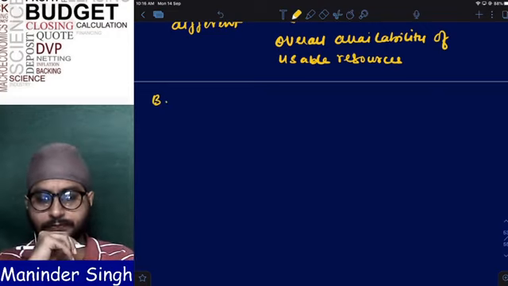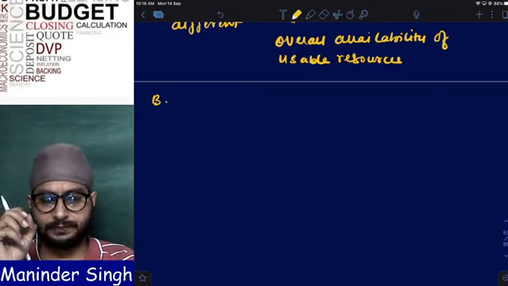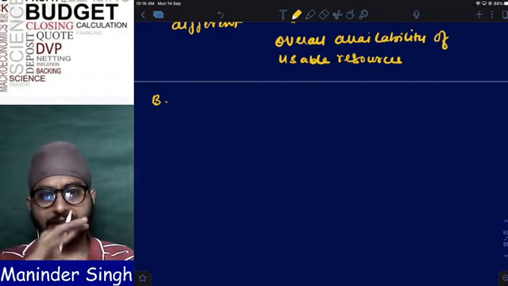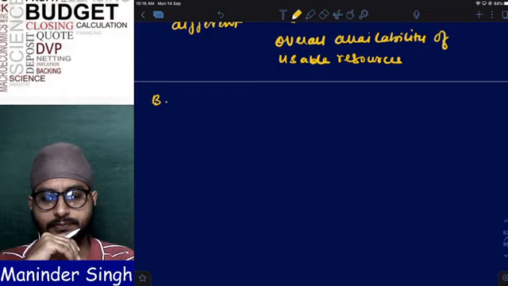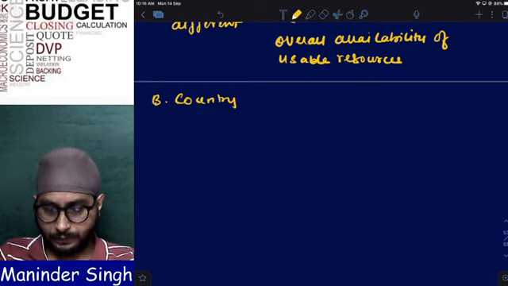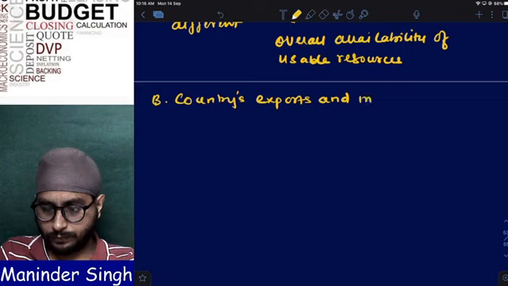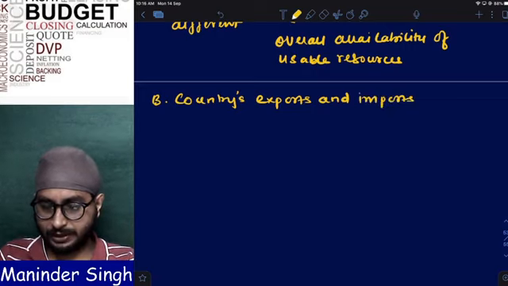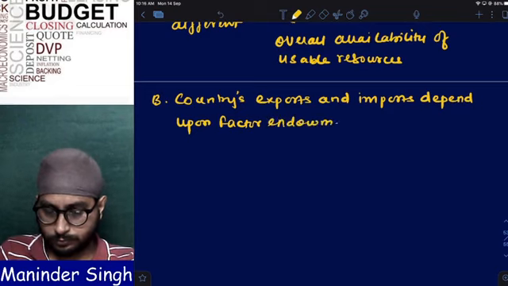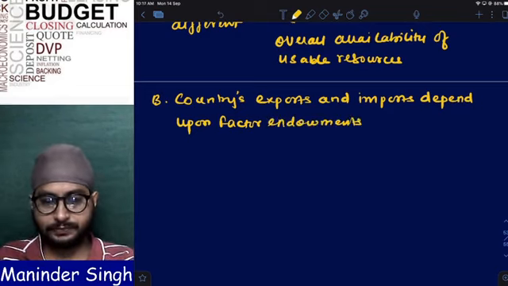Now tell me, what will India import? Tell me some examples of what India imports. Can I say like this? Countries' exports and imports depend upon what? Depend upon factor endowments. Can I say something like this?